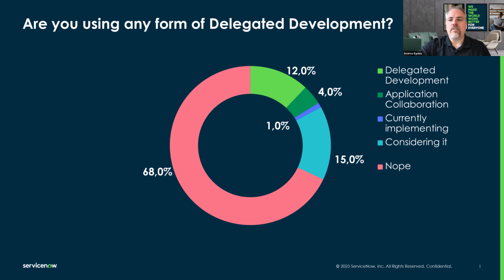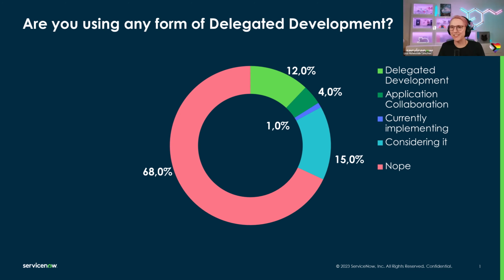All right. So our results for our poll were, what is that? 12% delegated dev, yes. 15% considering it, and 68% not doing any delegated dev right now. Awesome. Thanks, everyone. Thank you so much.